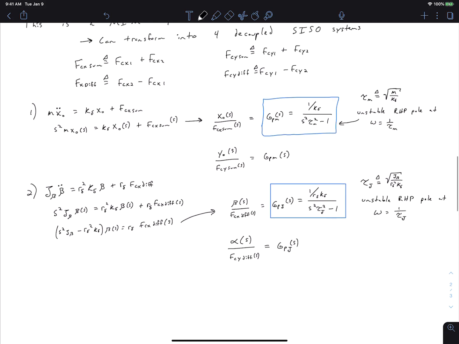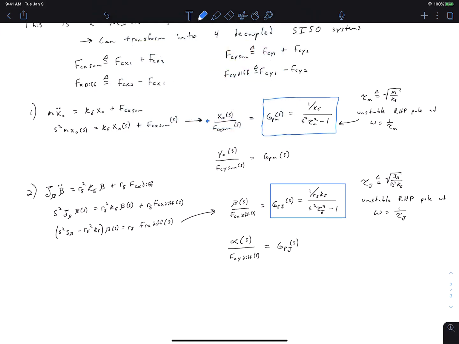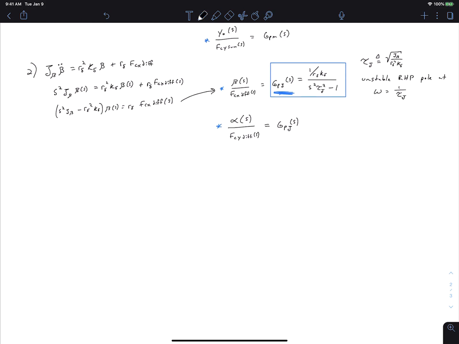Okay, so we now have our transfer functions. We have two transfer functions that are each reused twice. So we either have this GPM or GPJ. And our job is to design controllers to stabilize these systems.